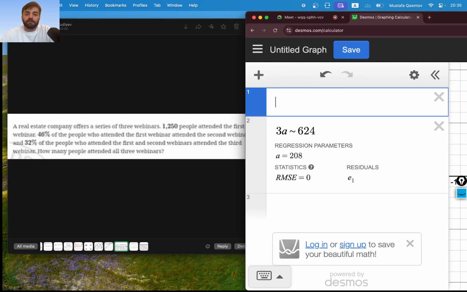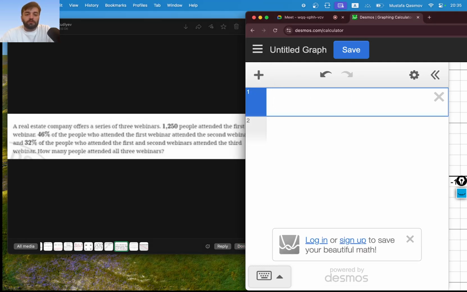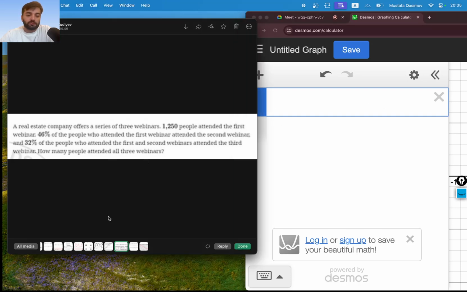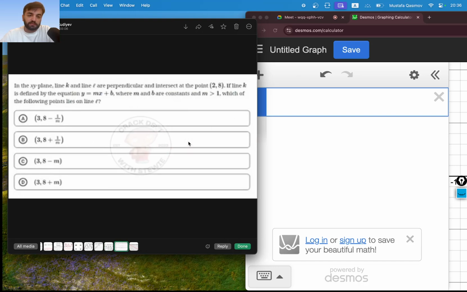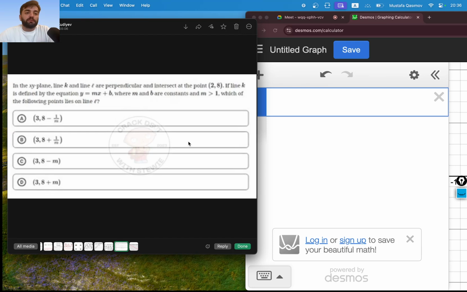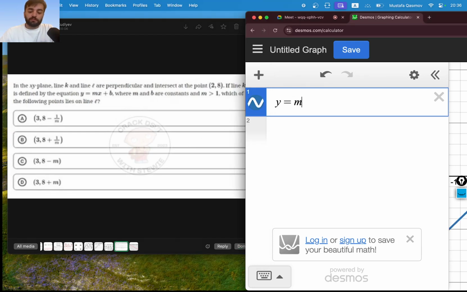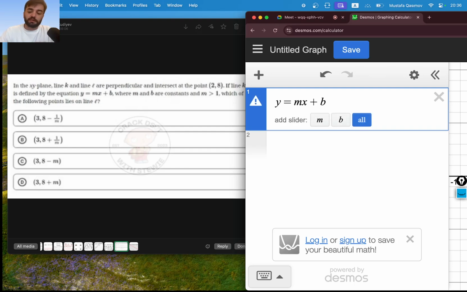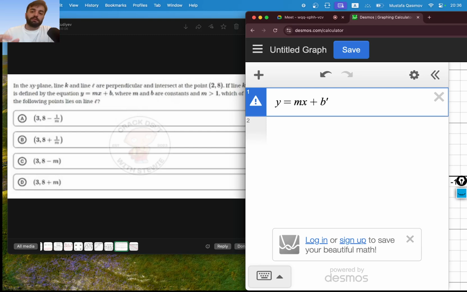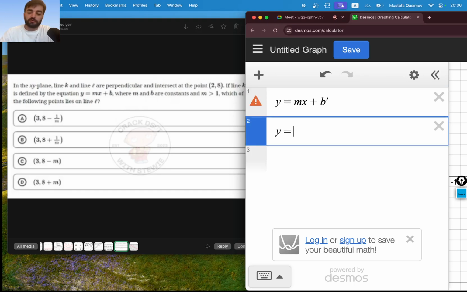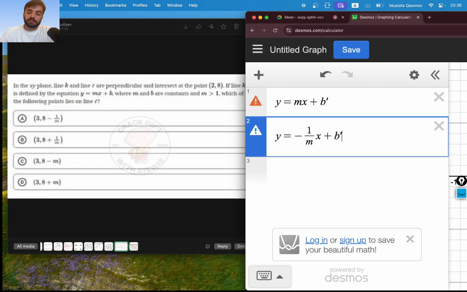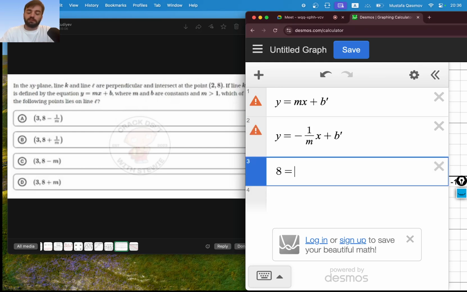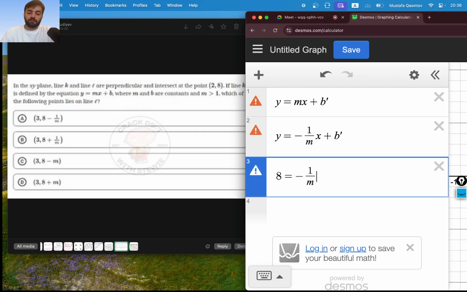Okay, we will also look at this one at the end. Let's look at this one and this one. For that one, y is equal to mx plus b. It says that there is another line which is perpendicular to this. Perpendicular to this function, it will be y is equal to negative 1 over m x, like that. And it says that they intersect at 2 and 8. So let's put here 2 and 8. So we will get something like that.